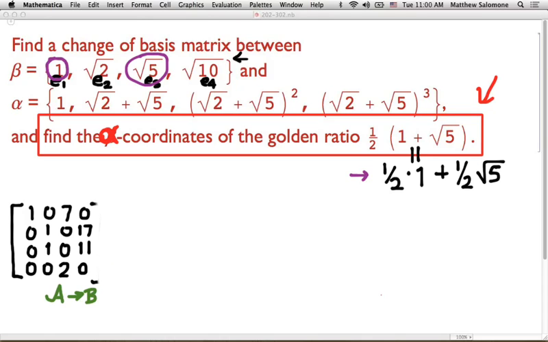And let's go about the process of finding the inverse of this matrix. How shall we find the inverse of a 4 by 4? What is your preferred method? I would use the first column.